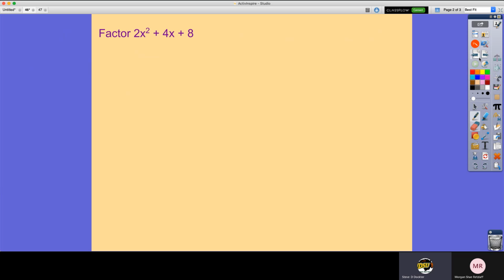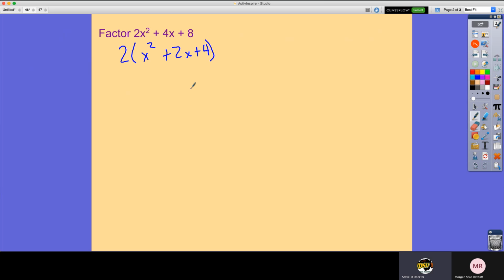All right, we need to factor 2x squared plus 4x plus 8. All right, first step to factoring is always to do what? Yep, pull out whatever we can. Can we pull something out? We can pull a 2 out. x squared plus 2x plus 4.